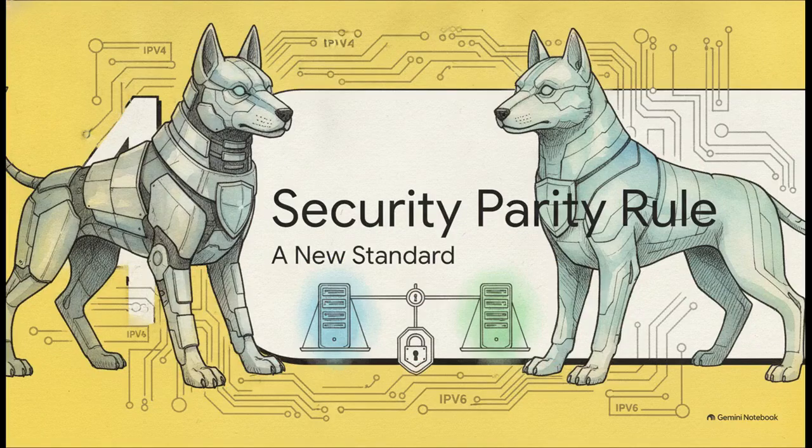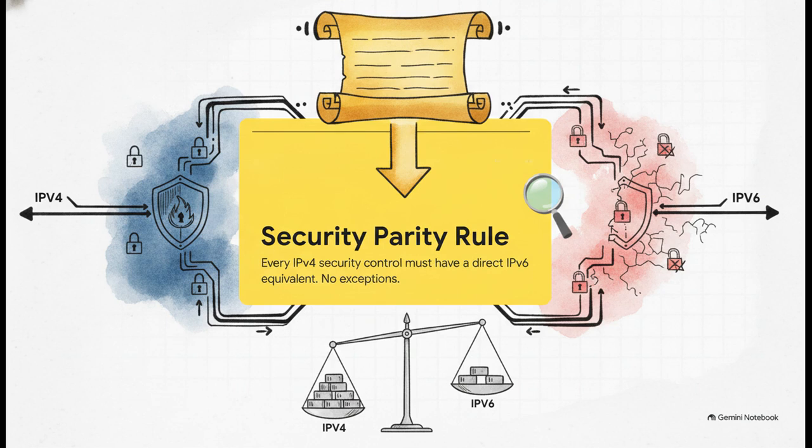Let's pivot to the solution in Section 4, the Security Parity Rule, a new standard. So how do the pros actually lock this down in a dual-stack world? By enforcing the Security Parity Rule. This is the golden mandate. Every single IPv4 security control must have a direct, active IPv6 equivalent. No exceptions whatsoever. The biggest, most common failure we see in enterprises is an organization having these beautifully tuned, mature IPv4 firewalls sitting right next to missing or just lazily copy-pasted IPv6 rules that completely ignore how the protocol actually functions.